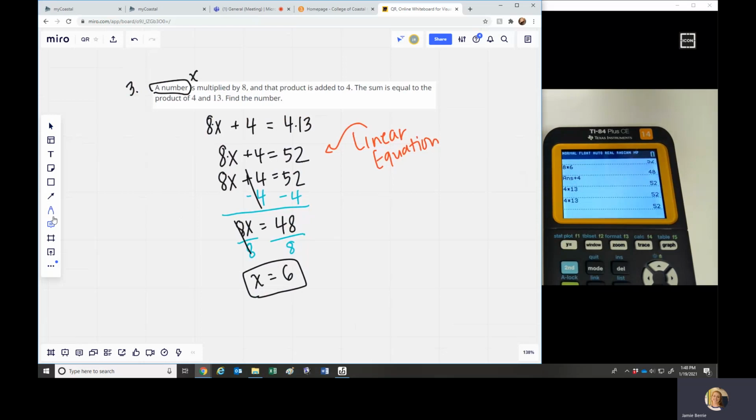And like I said, this is a good test question. Let me just put a little star beside it. So that's a good test question.